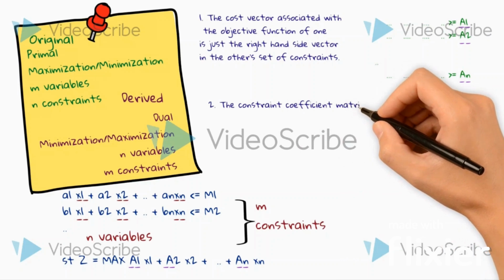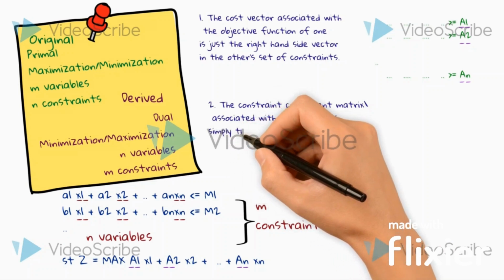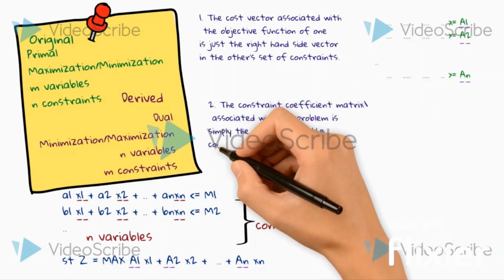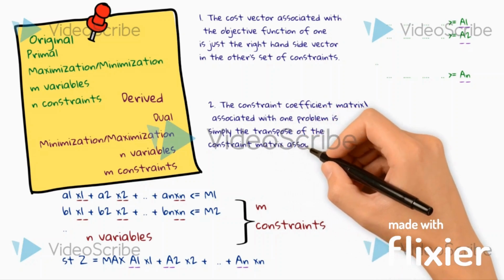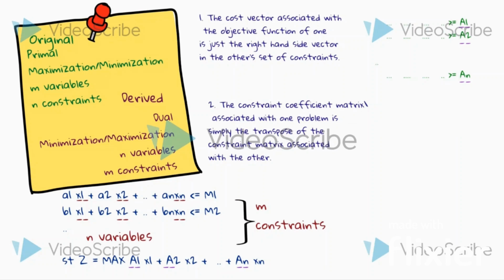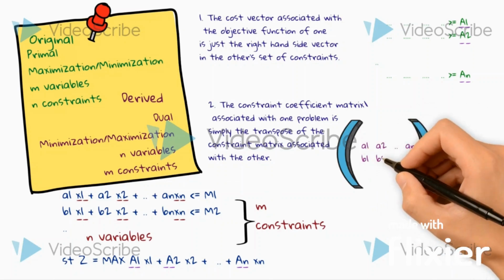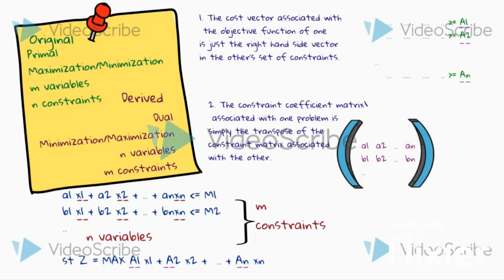The second thing to keep in mind is that the constraint coefficient matrix associated with one problem is simply the transpose of the constraint coefficient matrix associated with the other. How we can visualize this: I already told you the original has m variables and n constraints, then that is going to get transposed into n variables and m constraints. If we visualize this as a matrix, we have the coefficients of the constraints a1, a2, so on till an, b1, b2, so on till bn. We can write these coefficients as one matrix, the constraint coefficient matrix of the primal.